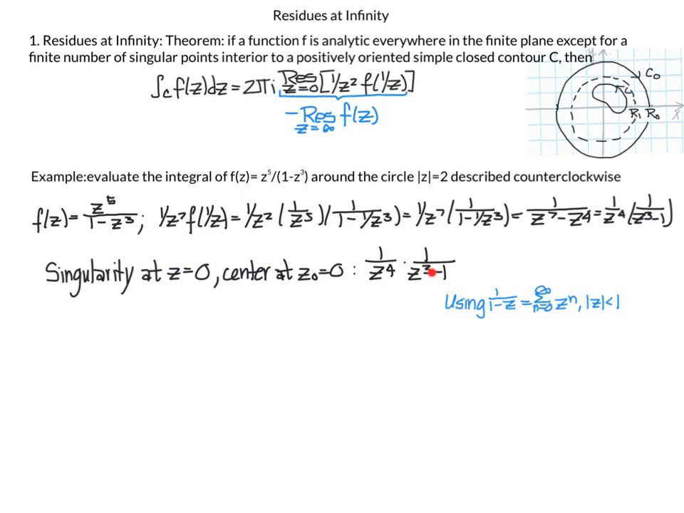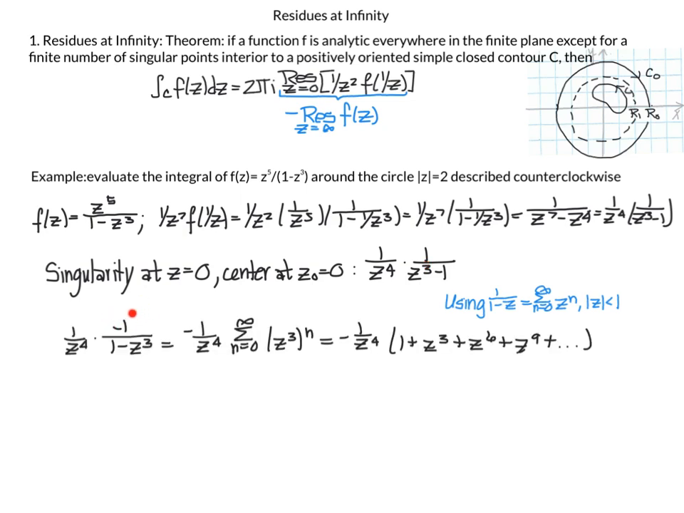Over here, I just need to introduce a negative 1 so I can have 1 minus a simple function of z, which will be z cubed. So I introduce my negative 1, and then I have 1 minus z cubed. So I'm going to put my negative 1 with my 1 over z to the fourth in summation n equals 0 to infinity z cubed to the n, which gives me minus 1 over z to the fourth, and then I have 1 plus z cubed plus z to the sixth, right? When n is equal to 2, when n is equal to 3, I get z to the ninth.